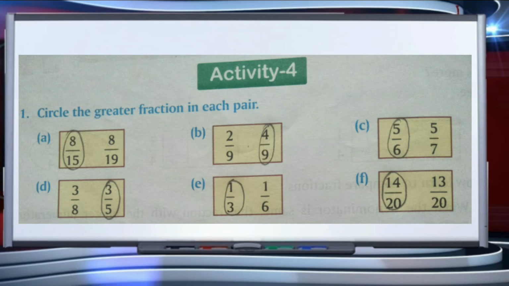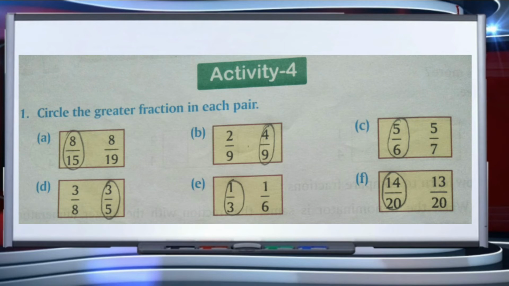C part, 5 by 6 and 5 by 7. This is again based on rule number 2. When the numerator is the same, the fraction with the smaller denominator is greater. That means the numerator is the same in this, 5 and 5. Now the smaller denominator is 6 and this fraction is greater.